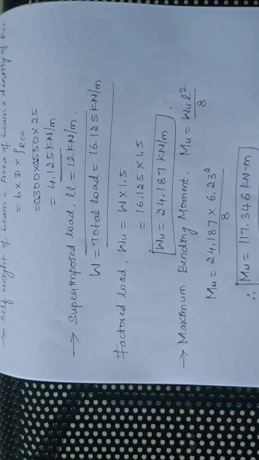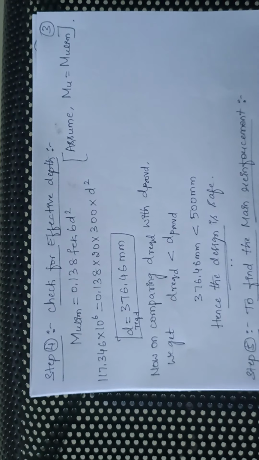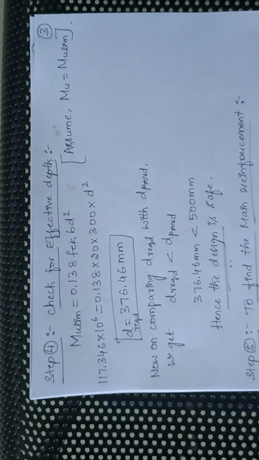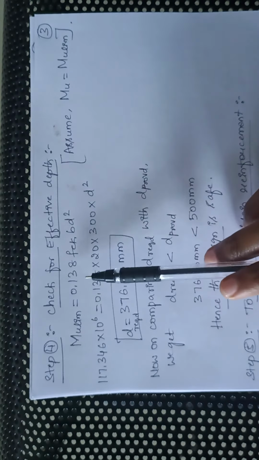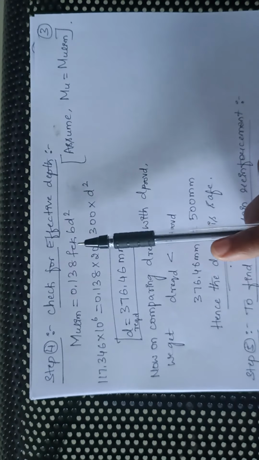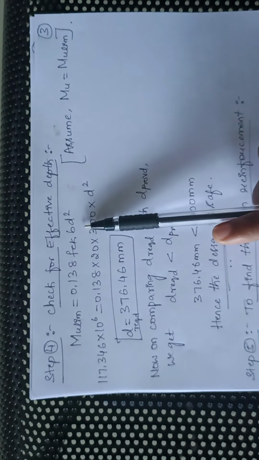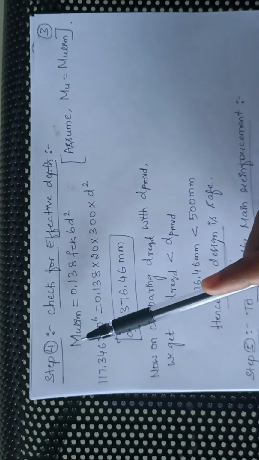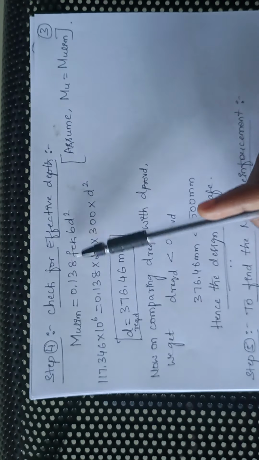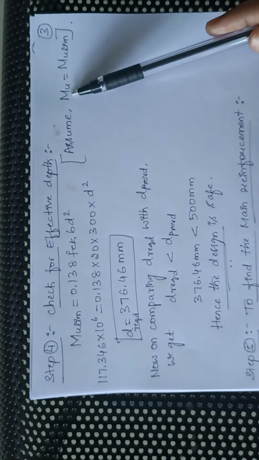So that completes the third step. Now moving to the next step. In step number 4, we will check for effective depth. For doing that, we have the formula Mu limit is equal to 0.138 fck bd square. The formula is only applicable if the grade of steel is 415. For grade of steel 415 and for the grade of concrete M20, the simplified formula for Mu is given as 0.138 fck bd square. Here we are assuming a balanced type of section.